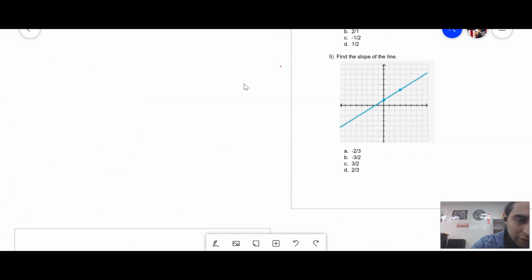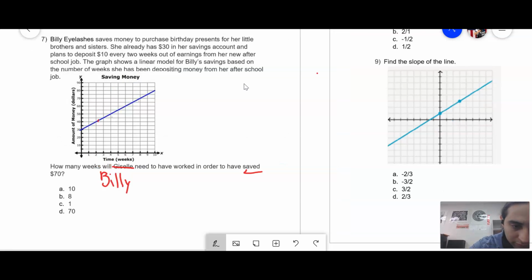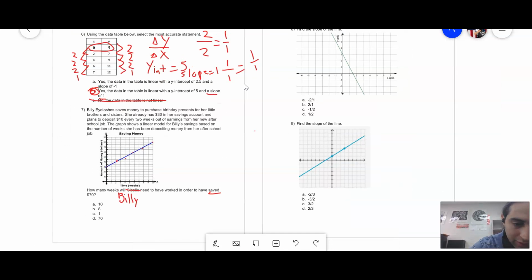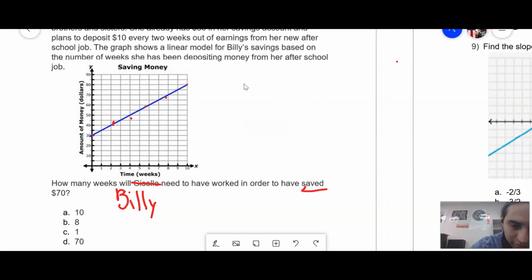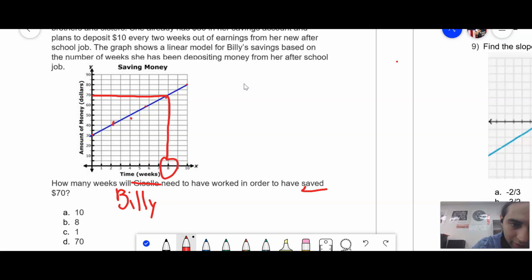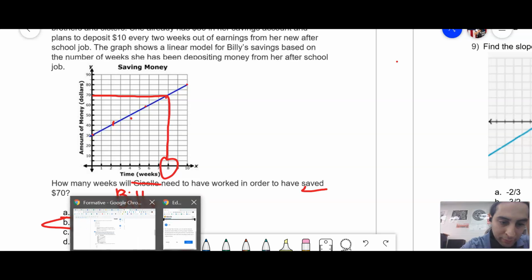Let me zoom in there. So 70, if we go straight over and then go straight down, how many is that? Well, that would be 8. Okay, 8 weeks, she will have $70. All right, so you can use that little graph. So B.